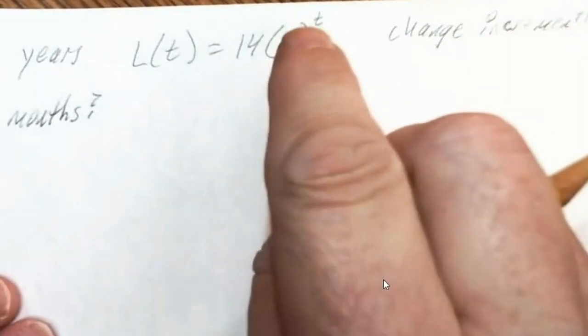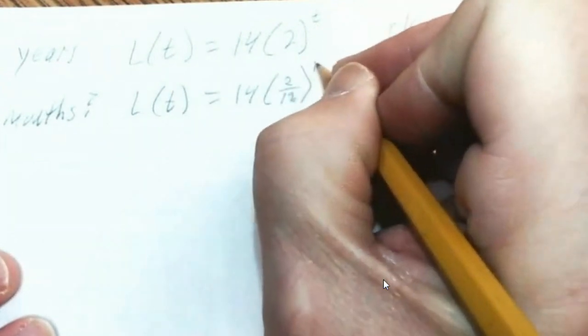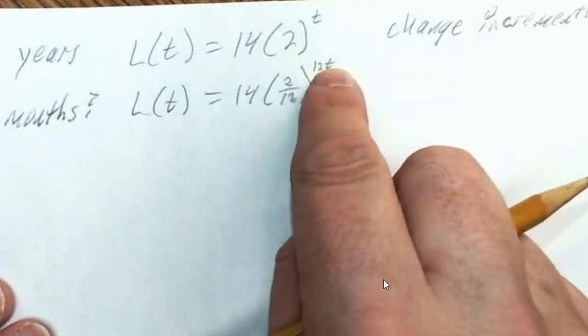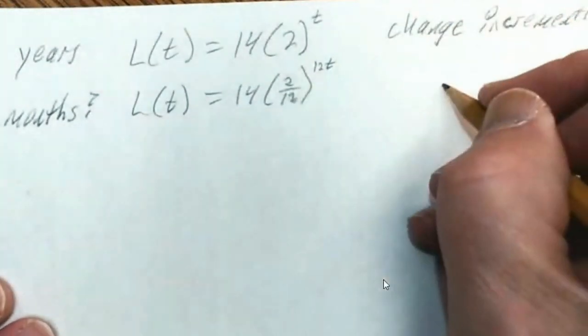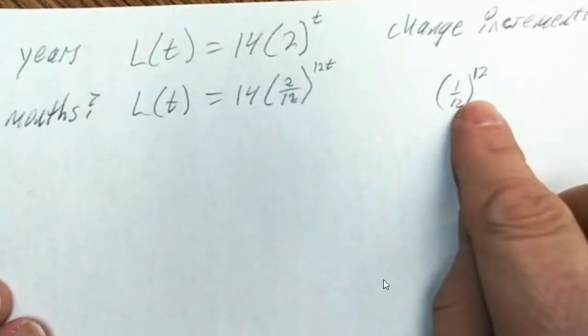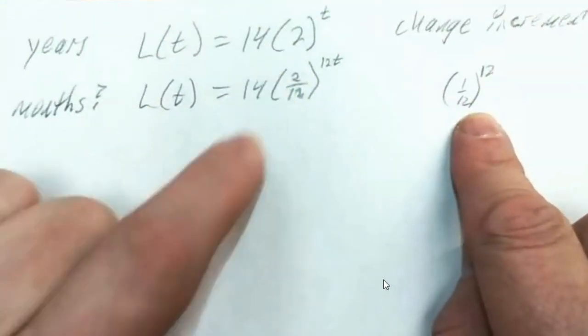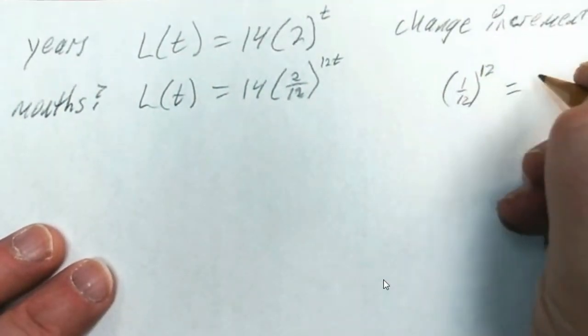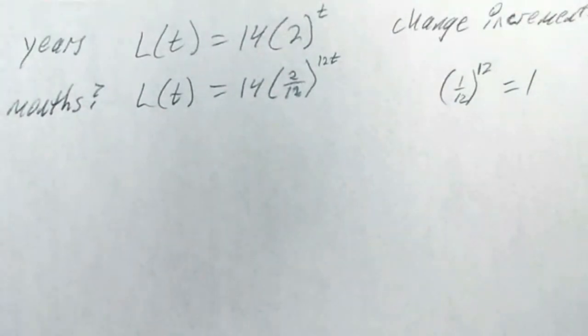To do months, we would change this to 14, and instead of 2, we're going to divide it by 12, and this is going to become 12t. We're multiplying the exponent by 1/12 and taking that to the 12th power, substituting that in here. Well, 1/12 times 12 equals 1, so we're not changing the equation. We're just rewriting it in a different way.